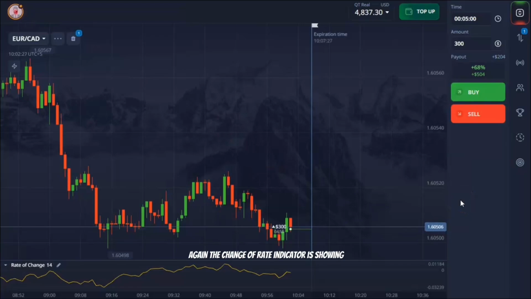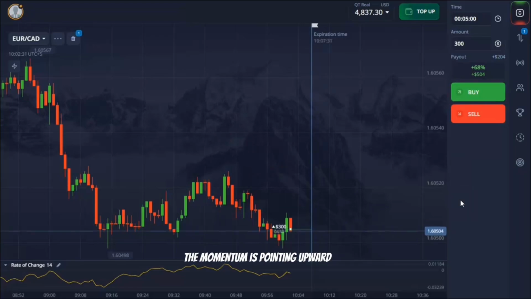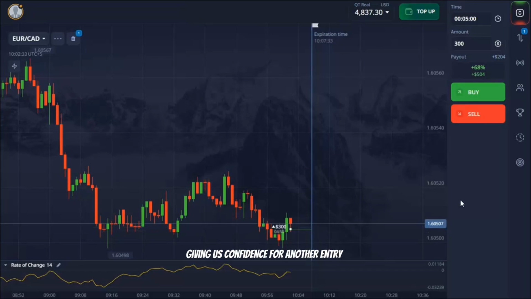Again, the change of rate indicator is showing a buy signal. The momentum is pointing upward, giving us confidence for another entry. Let's place our buy trade. You can clearly see that the indicator signaled the buy direction before the price moved. And there we go.